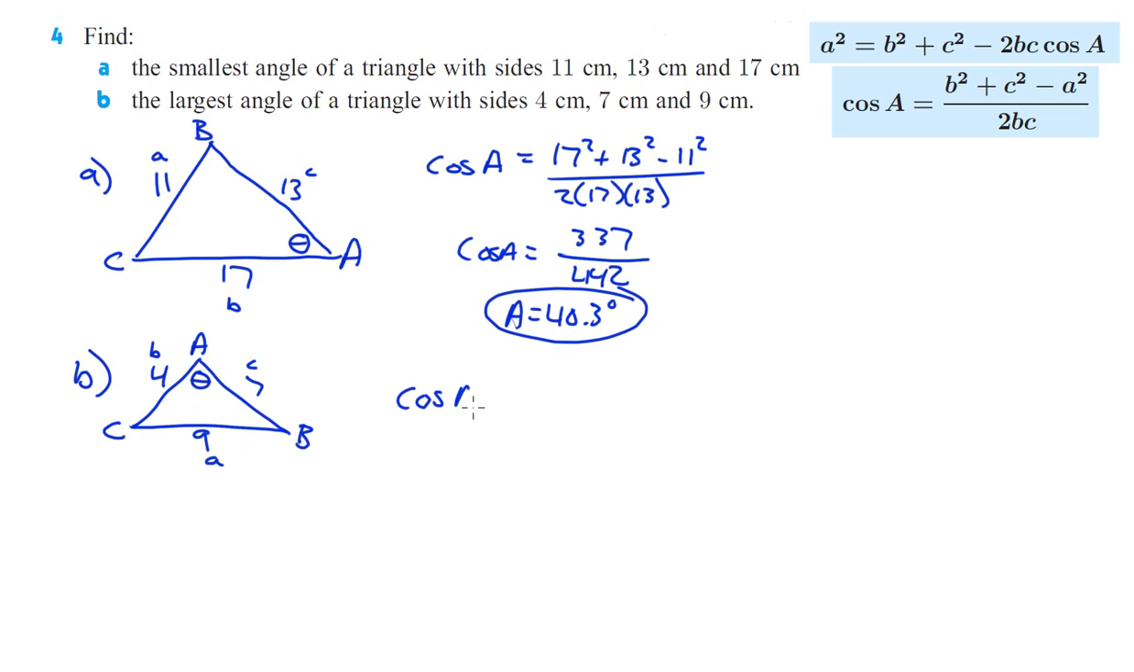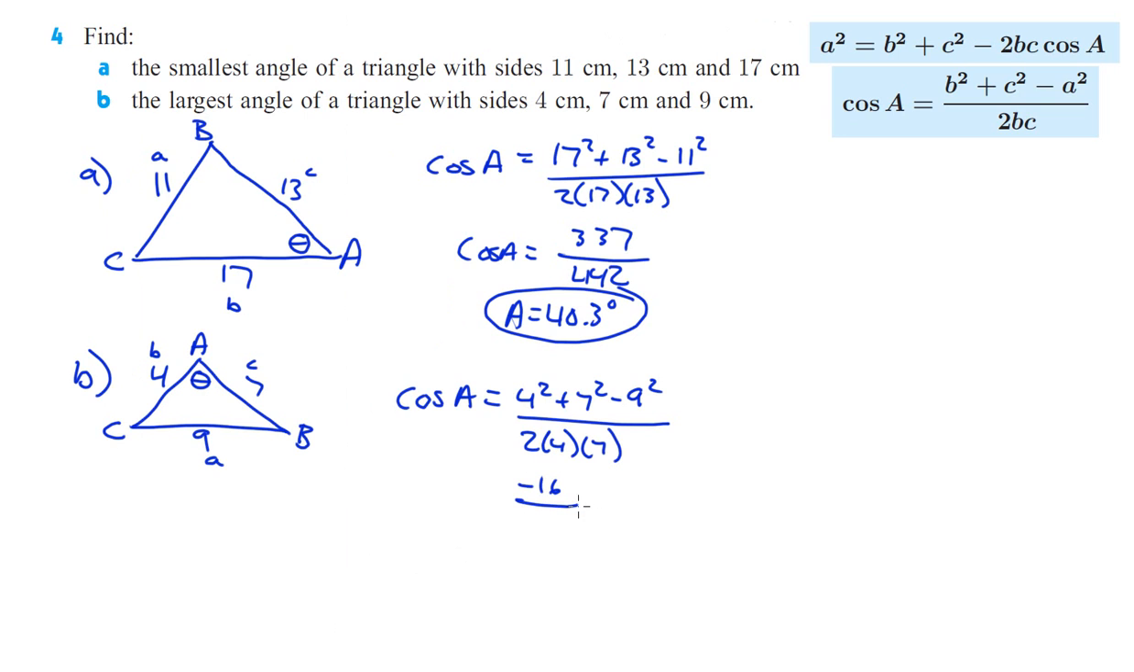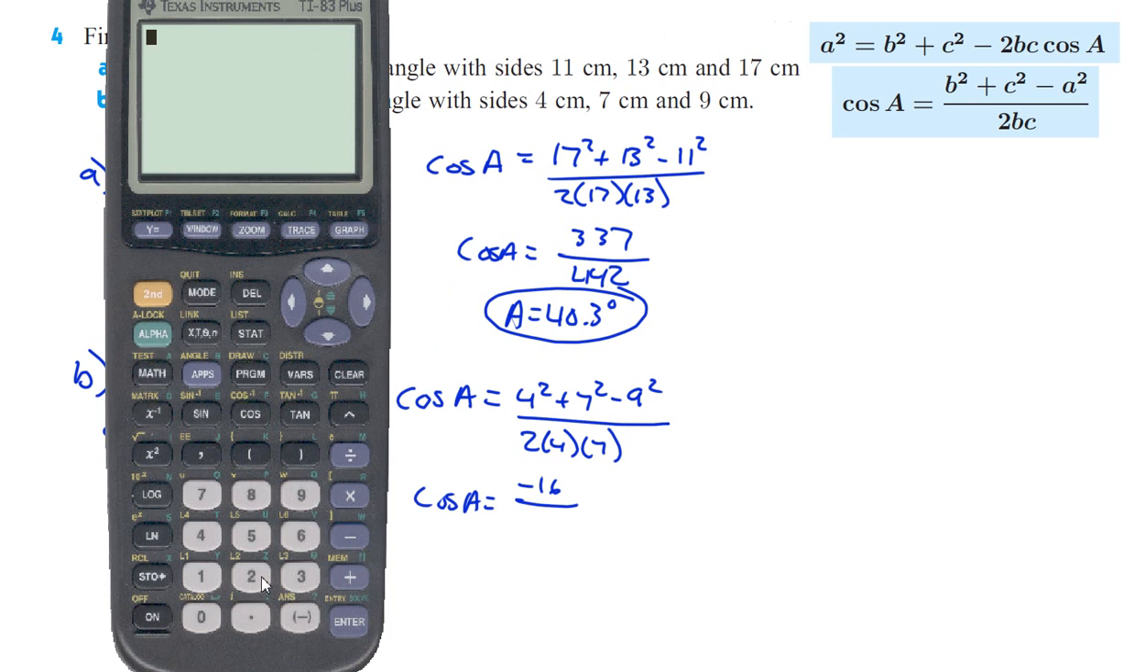All right, so then we've got cosine of A equals 4 squared plus 7 squared minus 9 squared, all over 2 times 4 times 7. Okay, so let's do that. We've got 4 squared plus 7 squared minus 9 squared gives us negative 16. So again, now we know we're going to have a negative number here, so we know that this angle is going to have to be more than 90 degrees because it's going to be a negative. Okay, and then we do 2 times 4 times 7 is 56. All right, so we're finding that angle, so we'll do inverse cosine of negative 16 divided by 56. And that gives us 106.6.